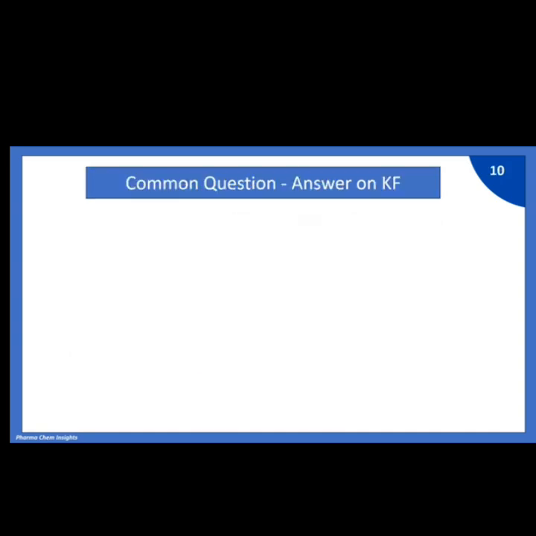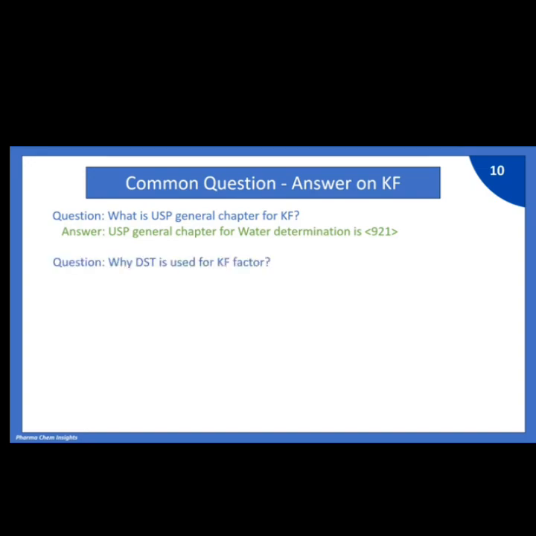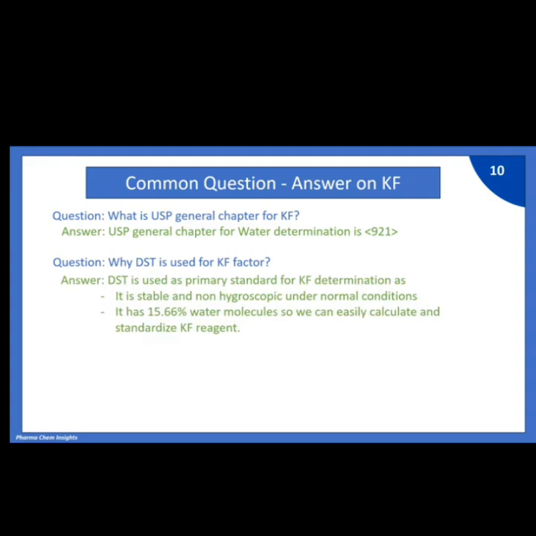Let us see some common questions and answers on Kf. What is the USP general chapter for Kf? The USP general chapter for Kf water determination is 921. Next question: why is DST used for Kf factor? DST is used as a primary standard for Kf determination as it is stable and non-hygroscopic under normal conditions. It has 15.66% water, so we can easily calculate and standardize the Kf reagent.